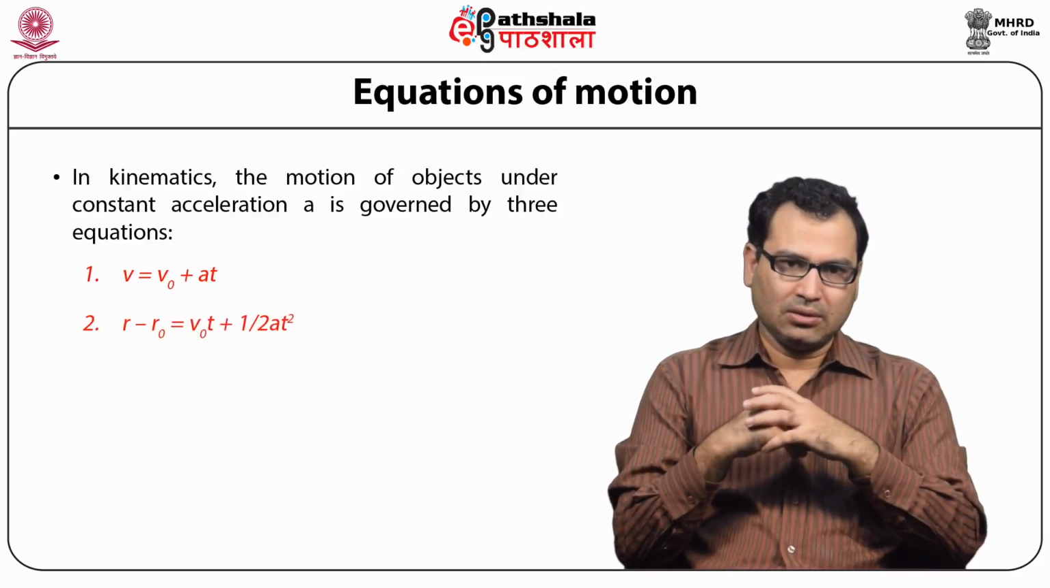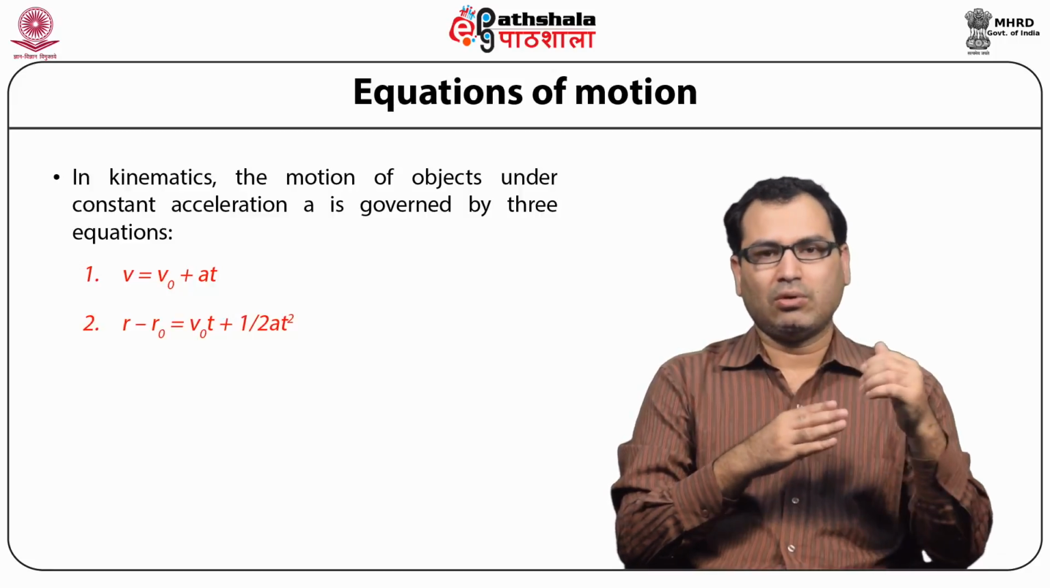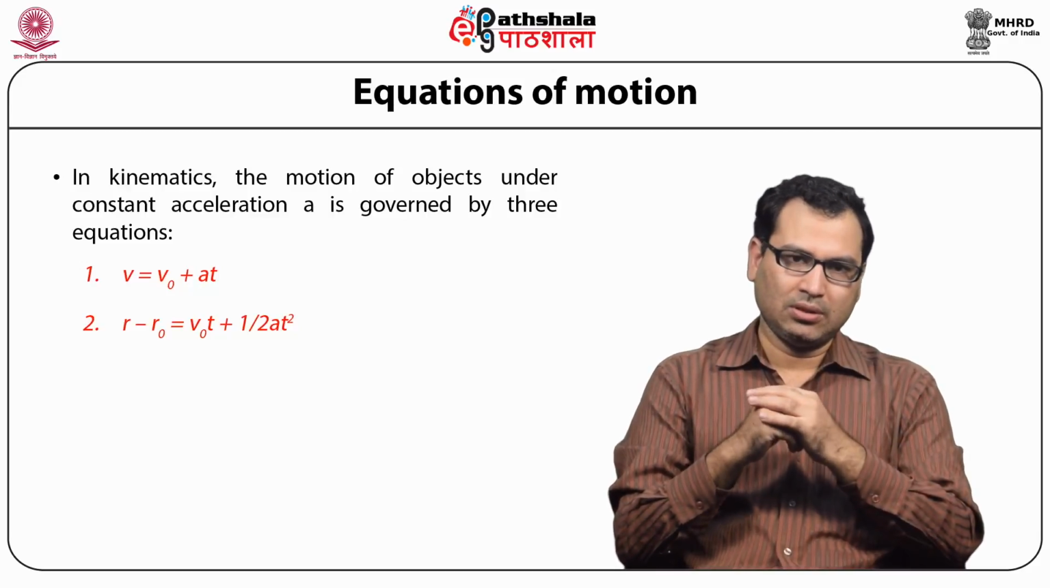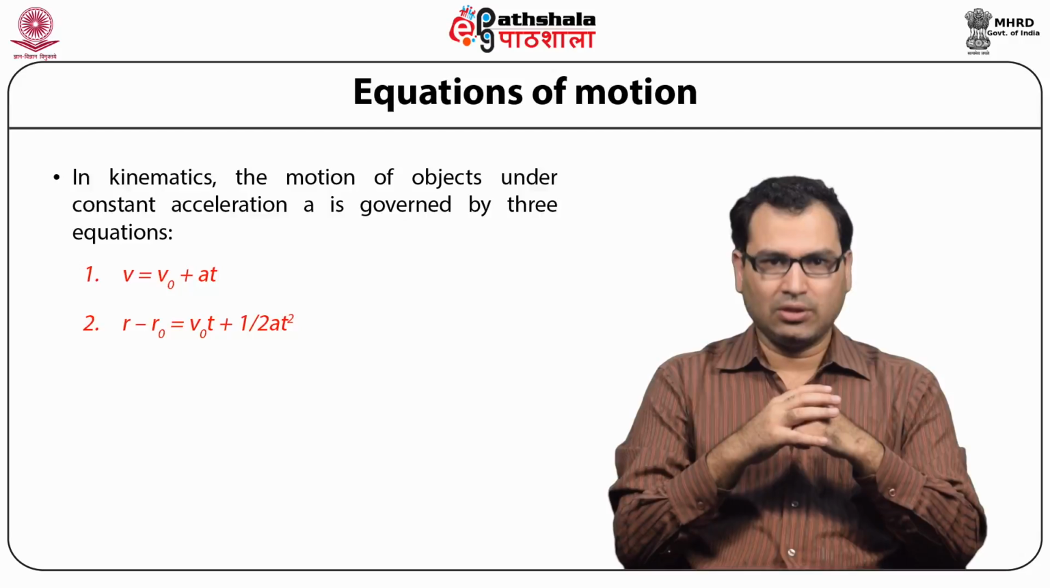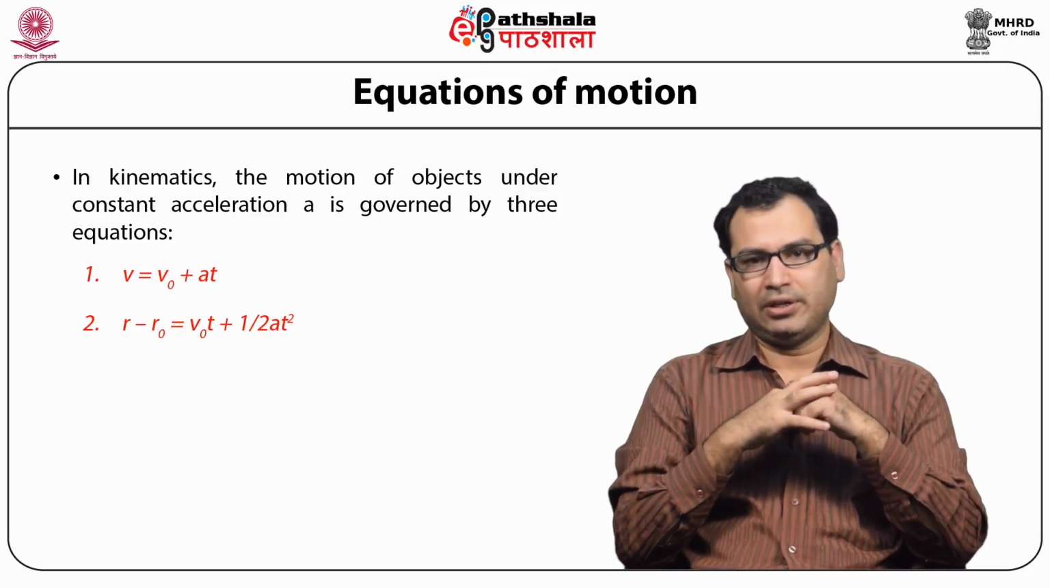Second equation is to find the displacement from t equal to 0 to t equal to t. What is the displacement? So mathematically the equation goes as r minus r naught equals v naught t plus half at square.